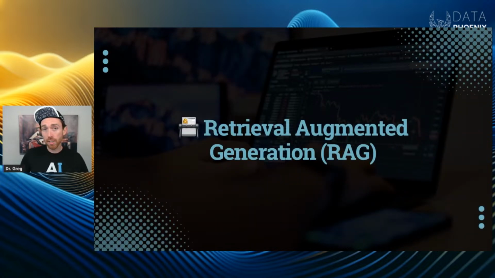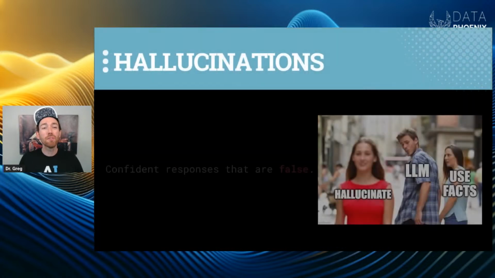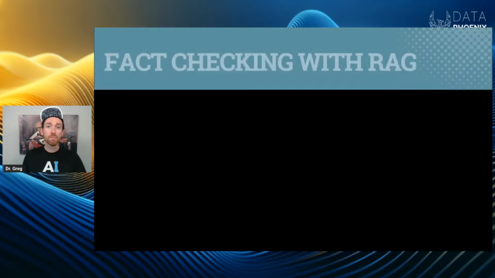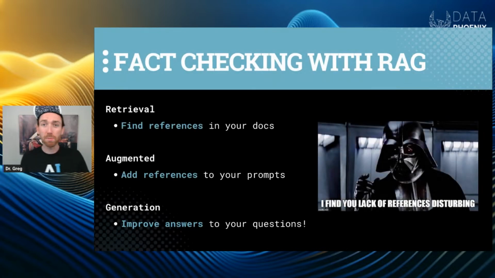So let's talk a little bit about RAG. First of all, to understand RAG, we need to understand why RAG, and it helps solve the problem of confident false responses that LLMs have. How does it solve that problem? Well, we fact check those responses through reference material. We retrieve references, we add those references to the prompt, and then we generate better answers.